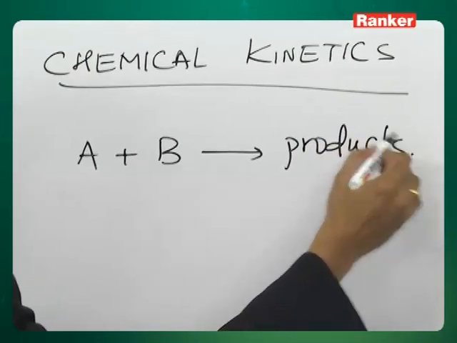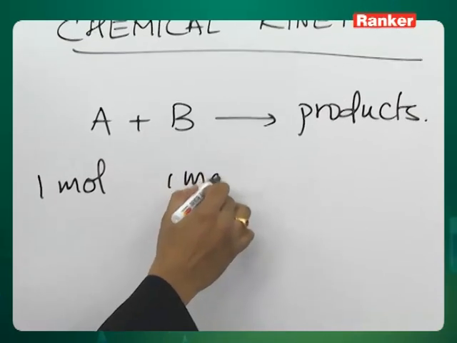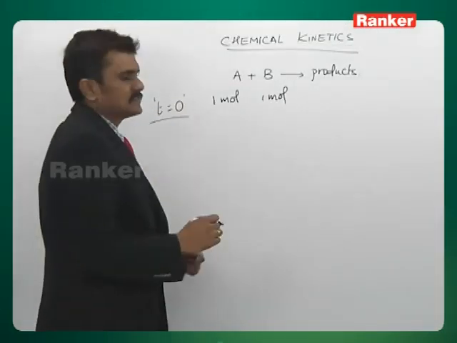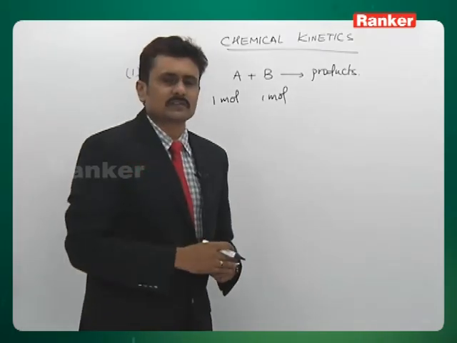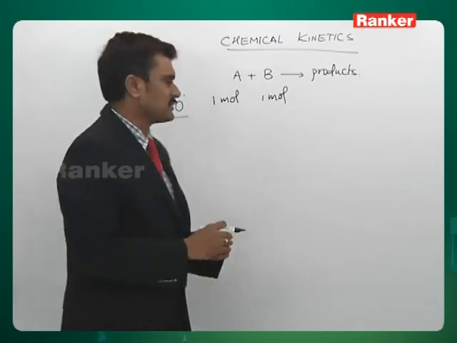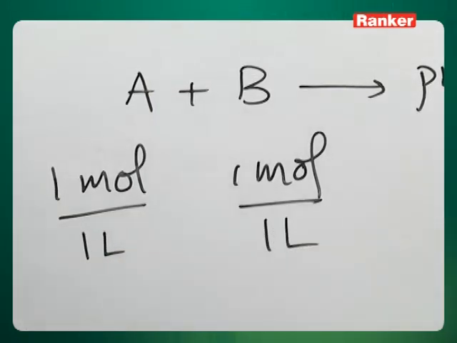Initially, the components present in the reaction vessel are 1 mole each, that is at 0 time. What I mean to say is that when you started the reaction, there was 1 mole each of A and B present in 1 liter of vessel. Hence, you have got the concentration of these two initially, right?